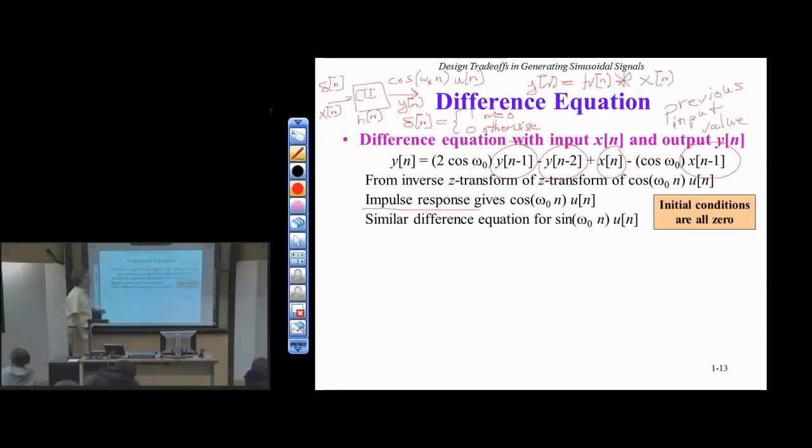I think I have to look up what happens to the minus sign. But anyway, the sine term to generate the sine function, it's the same difference equation. These two terms are the same. This goes away. This becomes sine of omega naught.